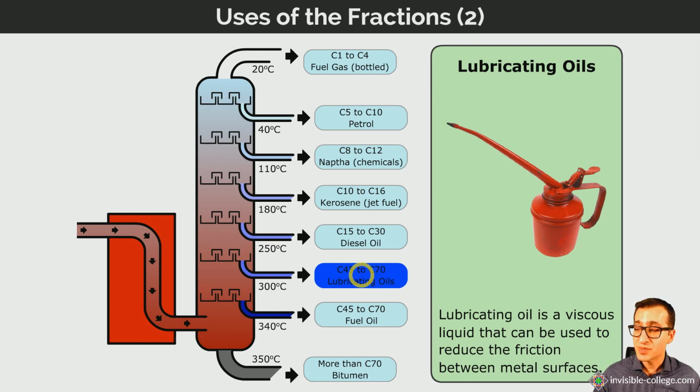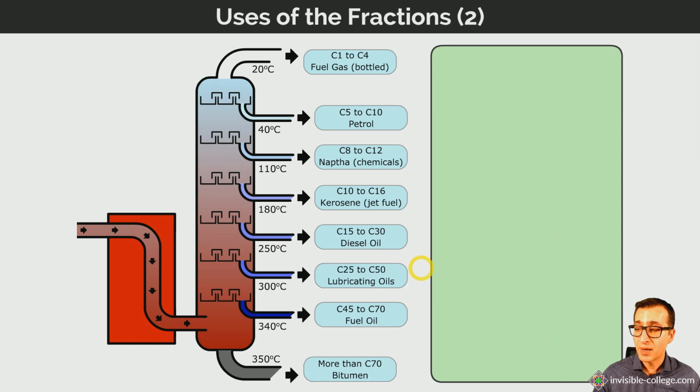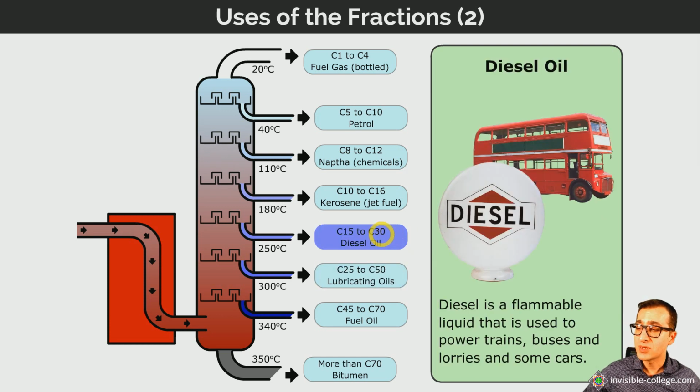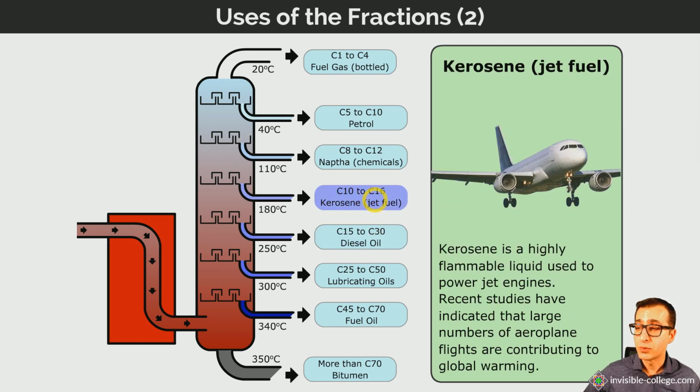Now again, this goes back to what we were saying about some of these compounds and the sizes of the molecules. The larger the molecules are, the stronger the intermolecular forces between them, and so the more viscous, the thicker those liquids tend to be. Then you've got diesel oil, which is used in relatively large vehicles such as buses. And then you have kerosene, which is used as jet fuel. So this is from 10 to 16 carbons here.